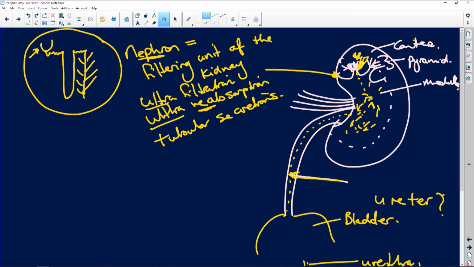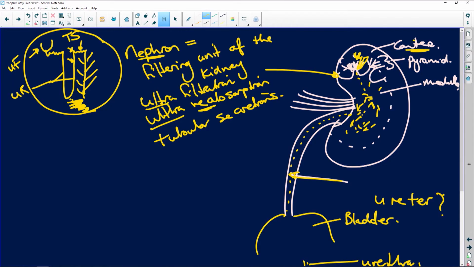Now, ultrafiltration happens here. Then we have reabsorption taking place there. And when we get to this part and that part, and a bit here, we have tubular secretions. So that is why this little thing is so important. And there are thousands of little nephrons everywhere, with the Malpighian body sitting in the cortex and the tubules sitting in the medulla.